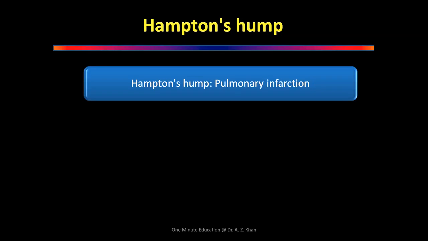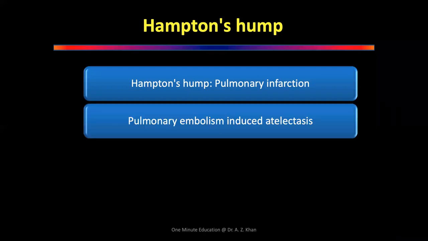So let me tell you, Hampton's hump is seen in pulmonary infarction following a pulmonary embolism. So there is an area of atelectasis, the triangular atelectasis that you see, which is called Hampton's hump.